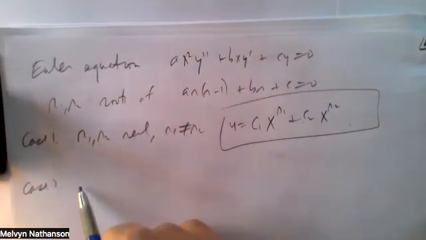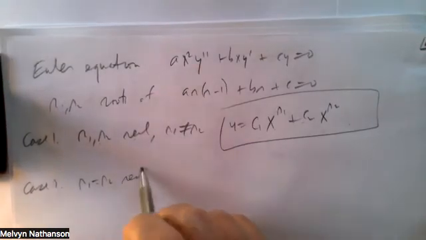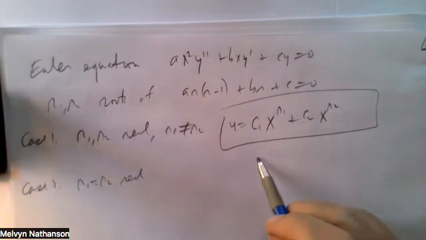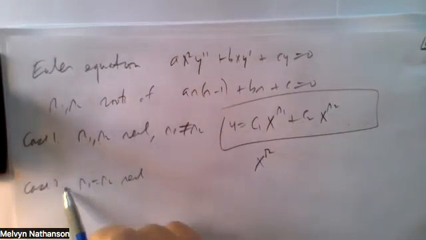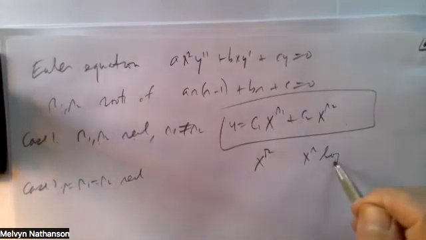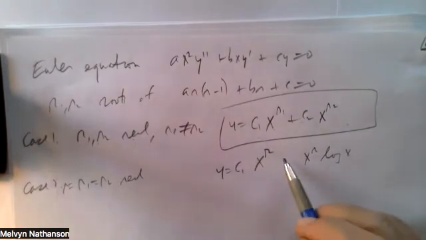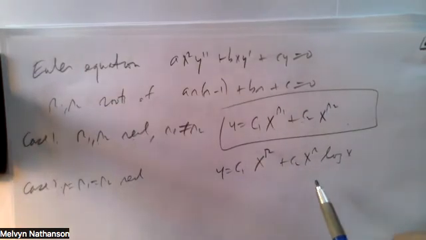Case 2 is when r1 equals r2 is real. You have a double root. Then one solution is going to be x to the r, let's call this r, and the other solution is going to be x to the r log x. And the general solution will be c1 x to the r plus c2 x to the r log x.